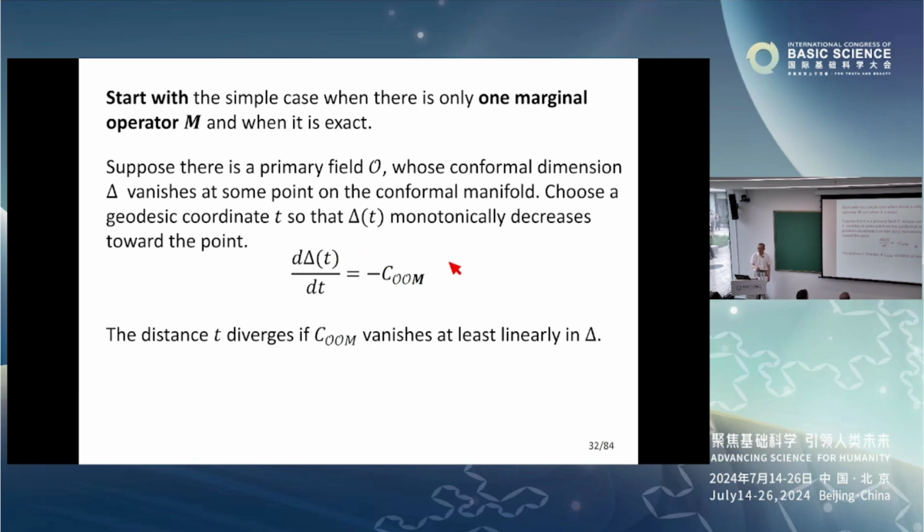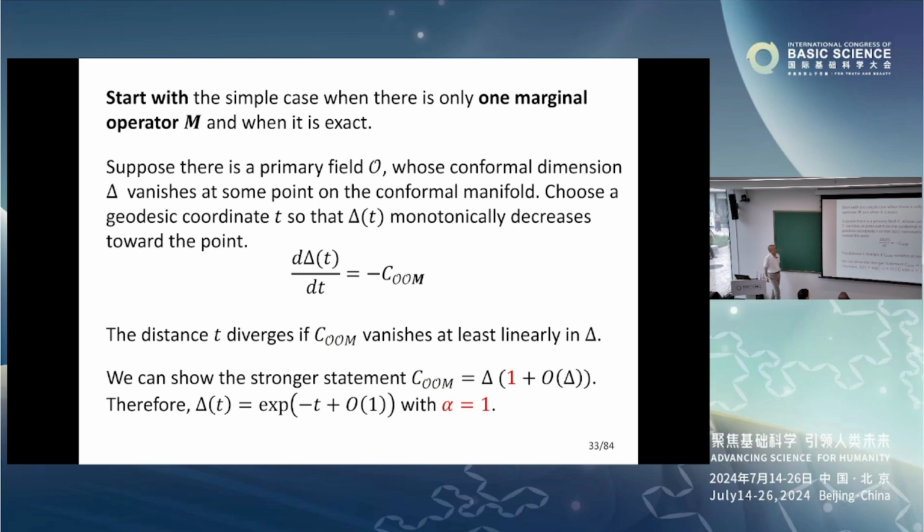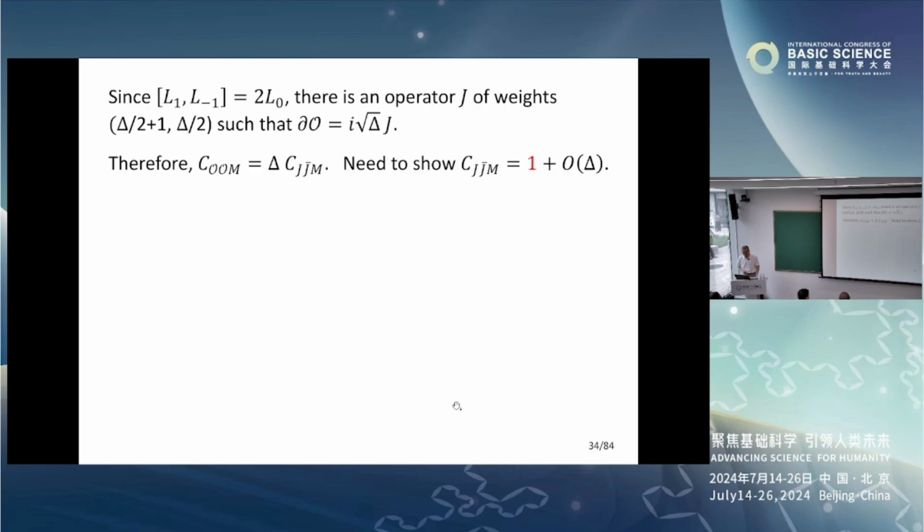renormalization group equation. I think I first saw this in Morozhikov's paper. From this equation, you can easily see that the distance to the limit where delta vanishes is infinite if this 3-point function OOM vanishes at least linearly in delta. And in fact, I'm going to show you in the next few slides that we can prove a stronger statement. The 3-point function actually not only decays linearly, but the coefficient is equal to 1 in this case. Okay? So how do we prove this?